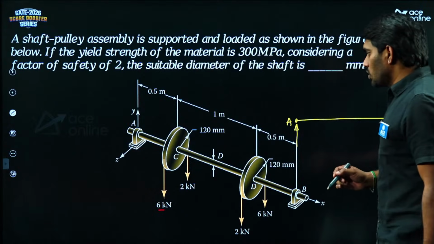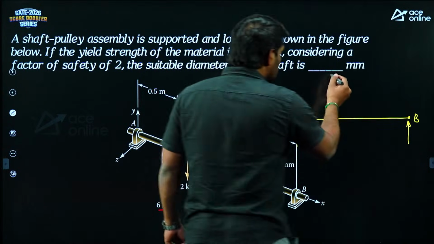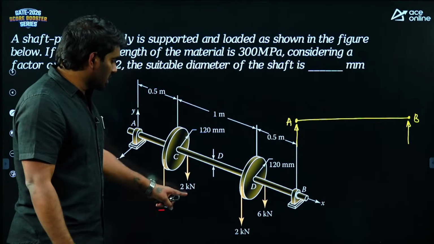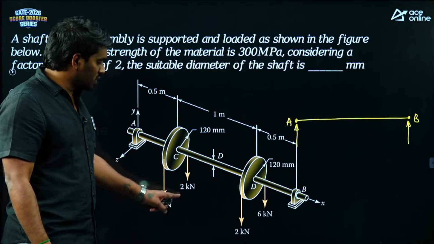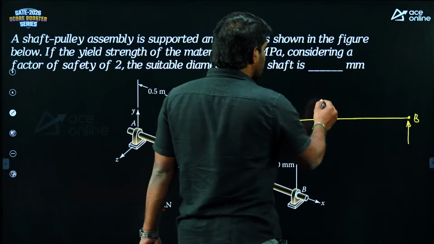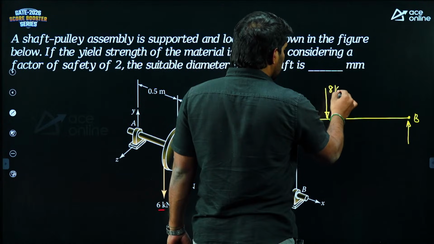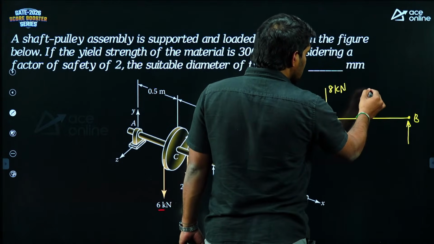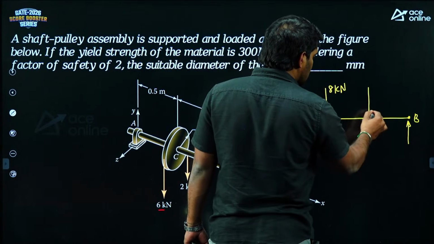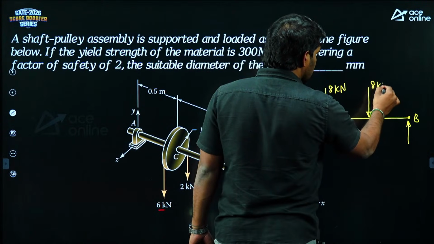So this is A and B over. So at C, how much is the load that we have? So it is 6 plus 2. What is the magnitude of 6 plus 2? It is 8 kilonewton, which is acting in downward direction here. This is 8 kilonewton acting in downward direction. Similarly here, it is 8 kilonewton acting in downward direction.